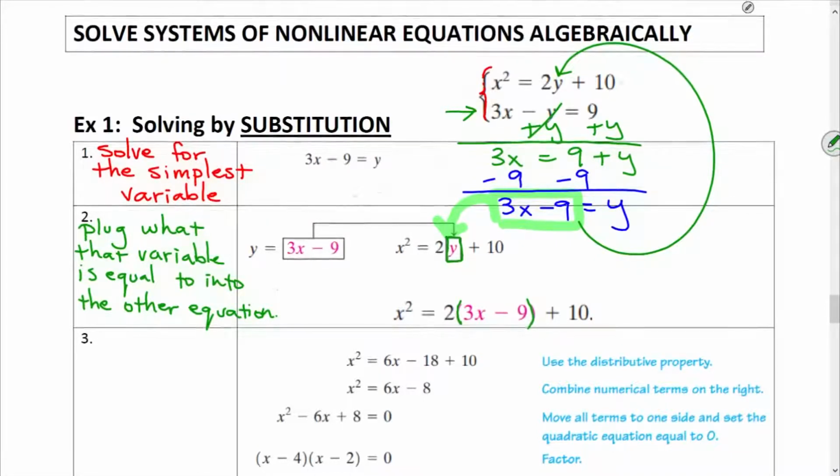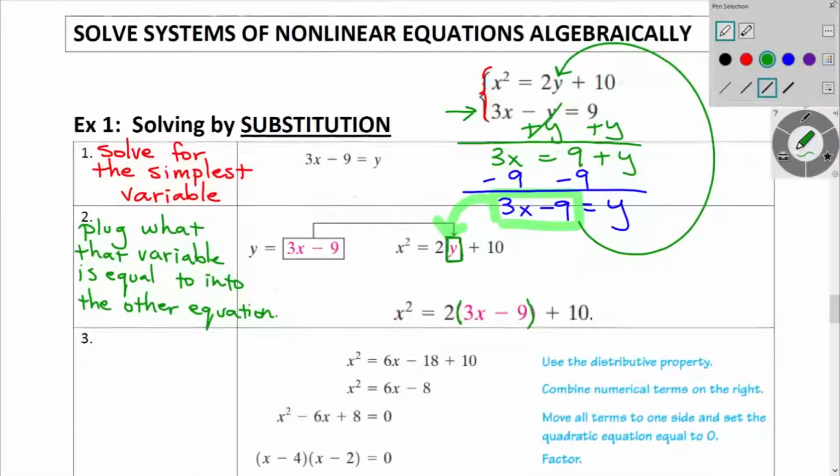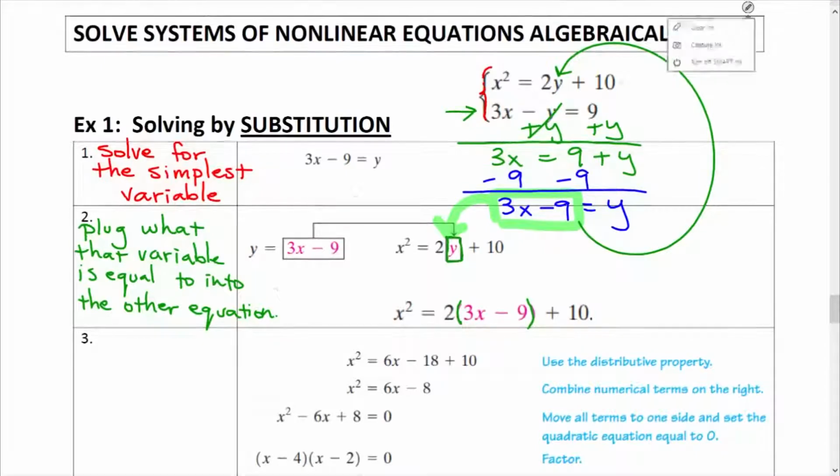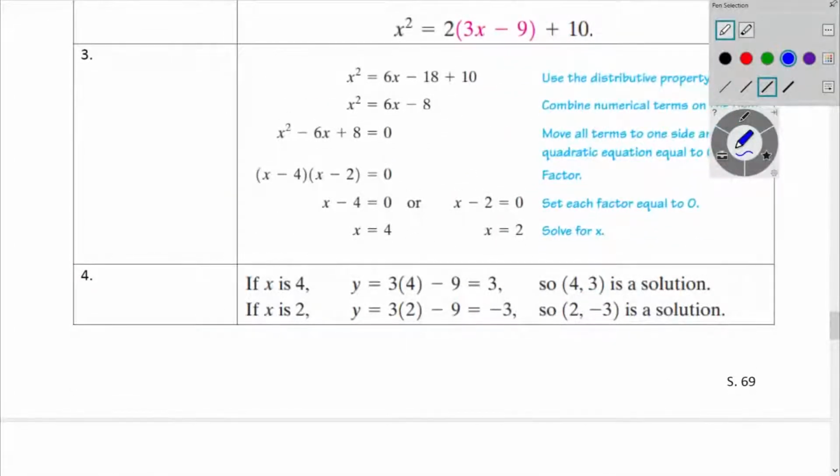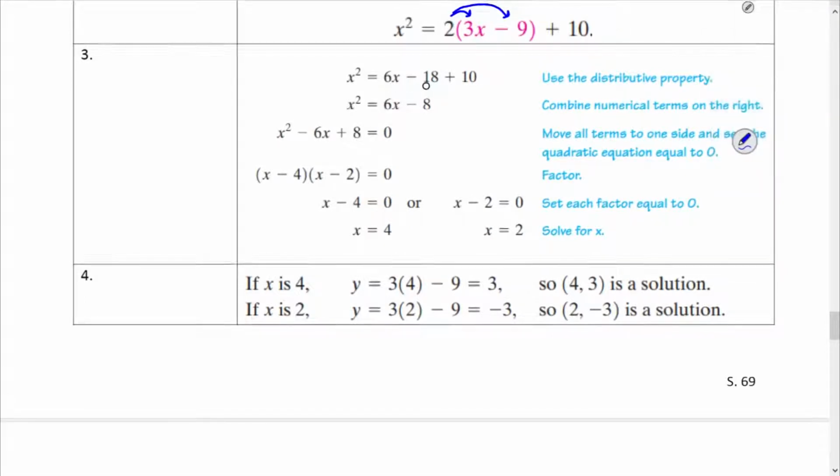Okay, and now I have an equation with only one variable. Now sometimes it's y, but this time it's x. I have an equation in terms of x. And so I will solve that. So I will distribute this 2 into both the 3x and the minus 9. And so I get 6x minus 18 there. Okay. And then I will combine like terms. -18 plus 10 is -8.